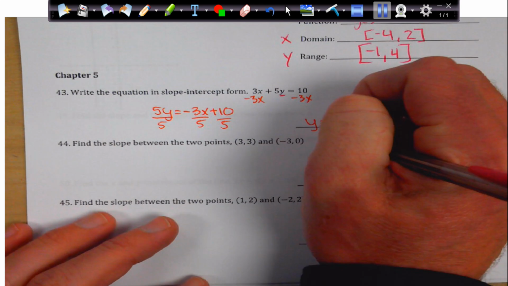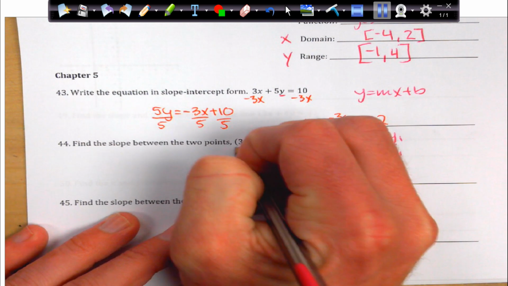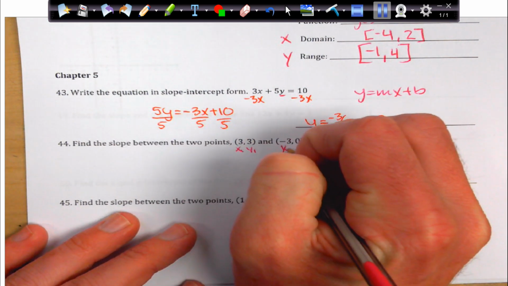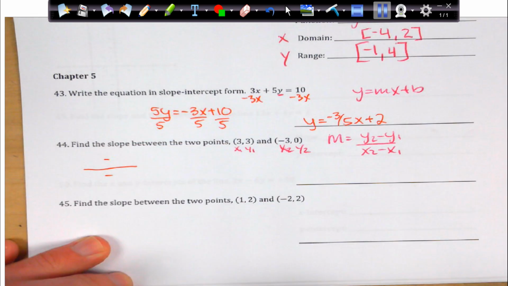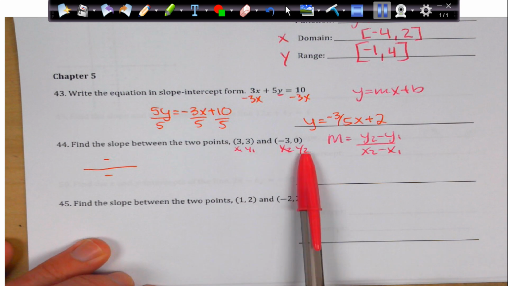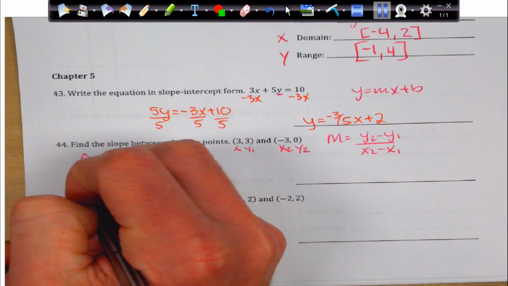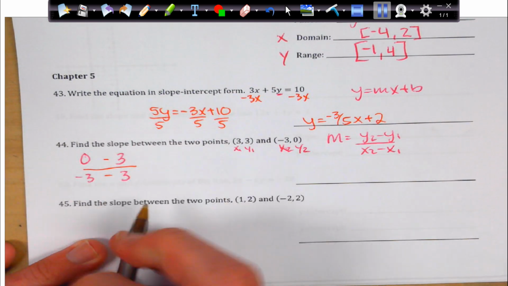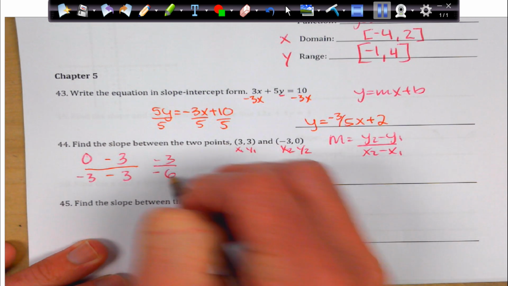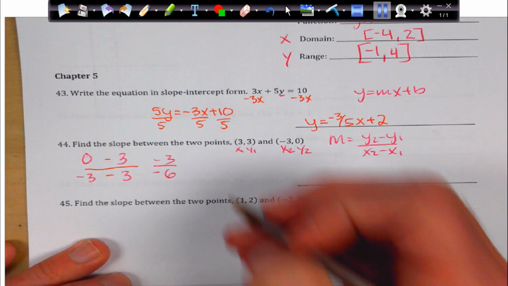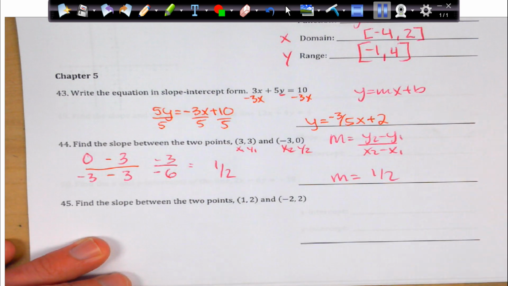Find the slope between the 2 points. The slope formula is y2 minus y1 over x2 minus x1. And so I like to label my points. Sometimes you just set up the equation with that negative built in right there, and then I plug things in. So y2 is 0 minus y1, which is 3. x2 is negative 3 minus x1, which is 3. And so we get negative 3 over, and then those two are negative, so we get negative 6. Now they're both negative, so it's going to come out positive, and we reduce to 1/2. And that's my slope.